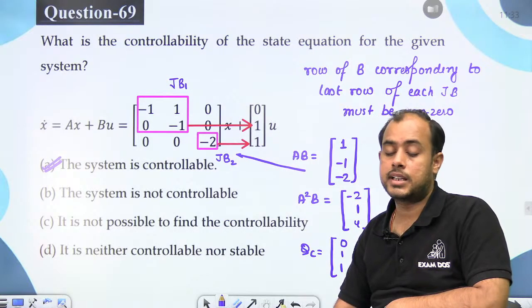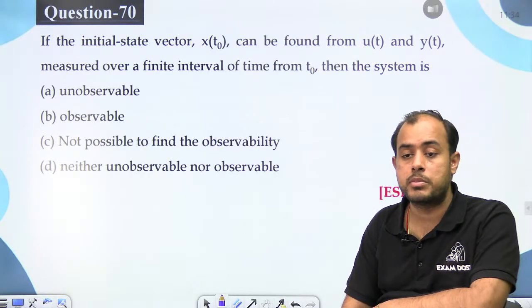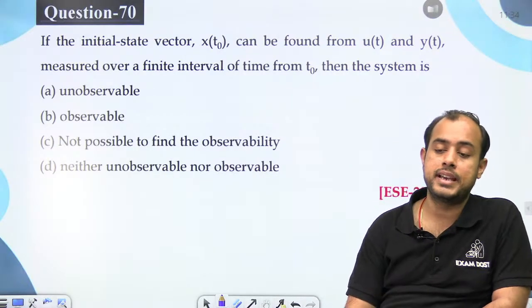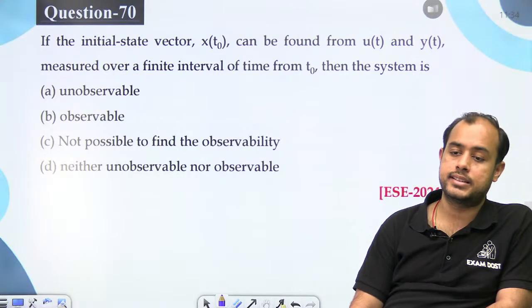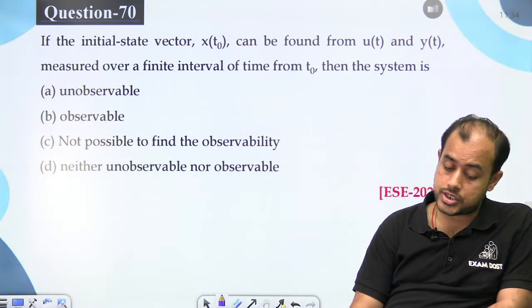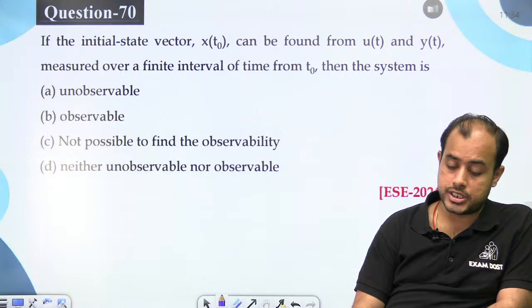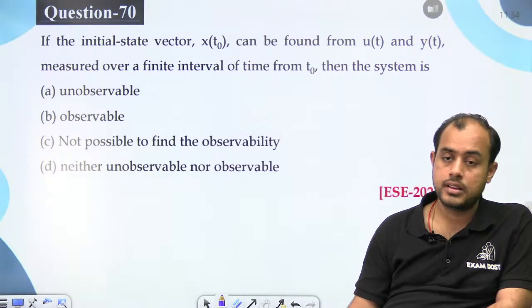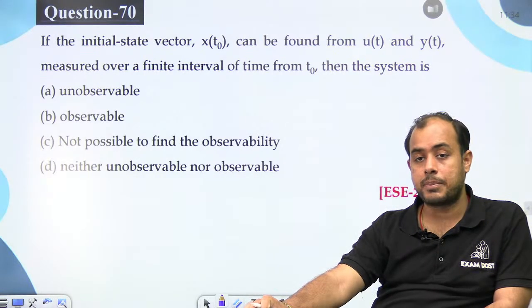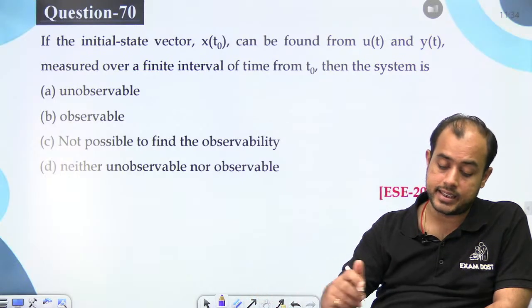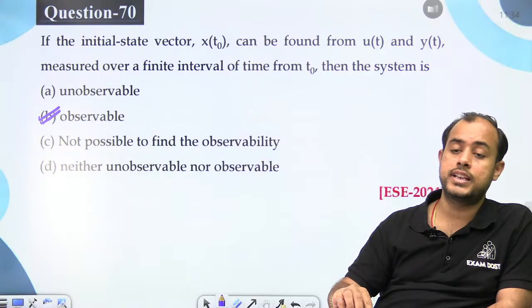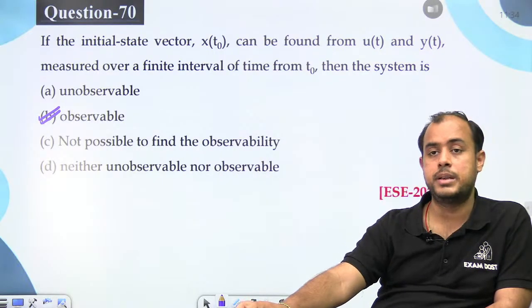स्मॉल मैट्रिक्स बेटा, वो जो क्वेश्चन था उसमें मल्टीपल इनपुट मल्टीपल आउटपुट थे, और कंट्रोलेबिलिटी ऑब्जर्वेबिलिटी के लिए हम एक समय पे एक इनपुट एक आउटपुट लेते हैं इन कैलमेंस टेस्ट. Initial state vector, ESE 24 last question: can be found from UT and YT over a finite interval of time, then the system is ऑब्जर्वेबल. If the states can be determined using the output, the system is observable.